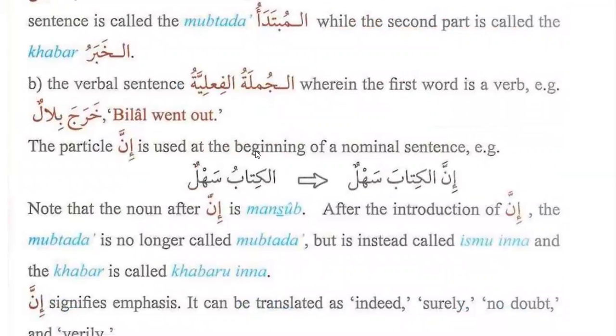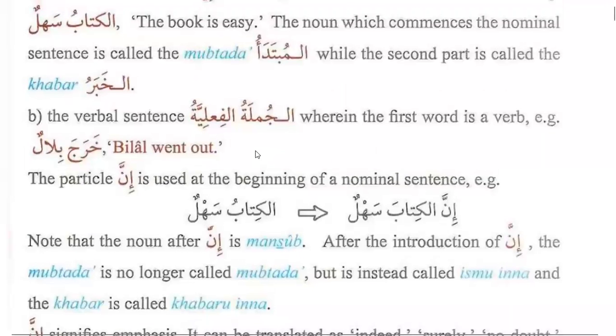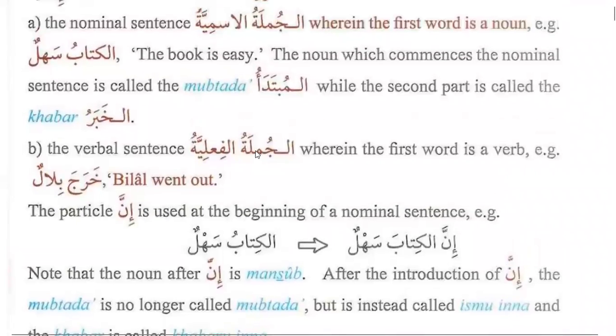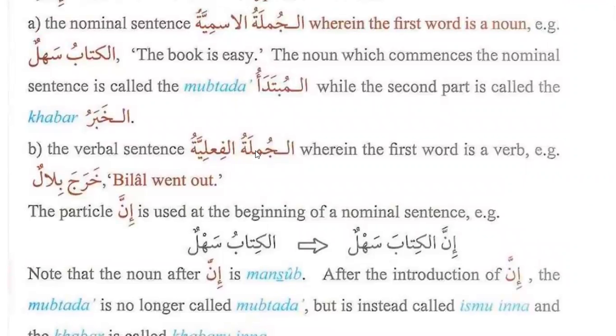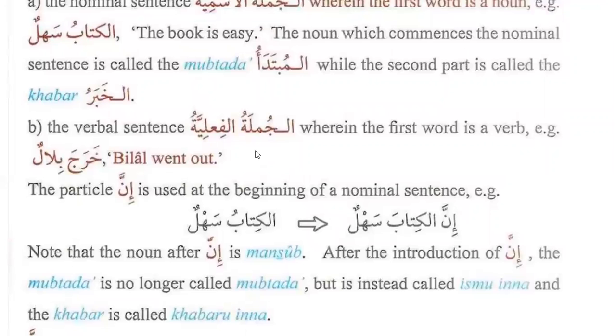The particle inna is used at the beginning of the nominal sentence. Al-kitabu sahlun, the book is easy. Inna al-kitaba sahlun. Note that the noun after inna is mansoob. After the introduction of inna, the mubtada is no longer called mubtada, but is instead called ismu inna. And the khabar is called khabar inna.